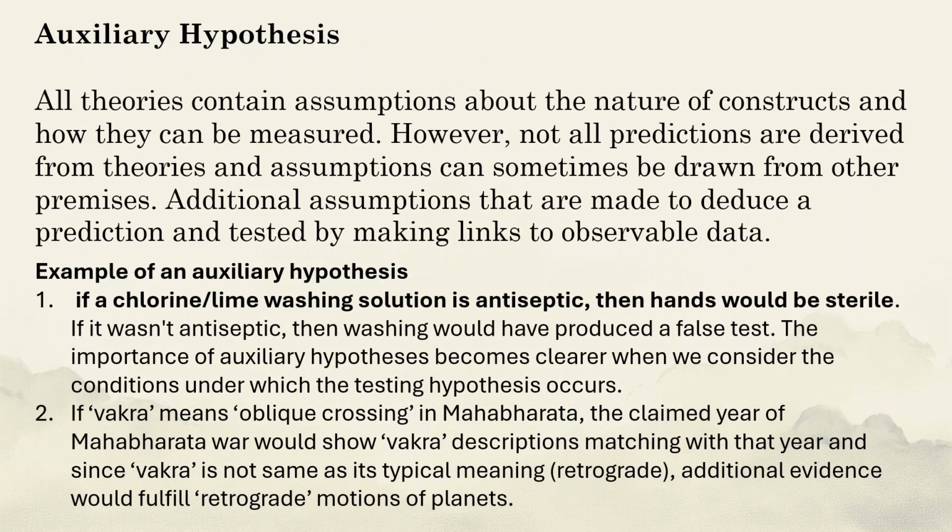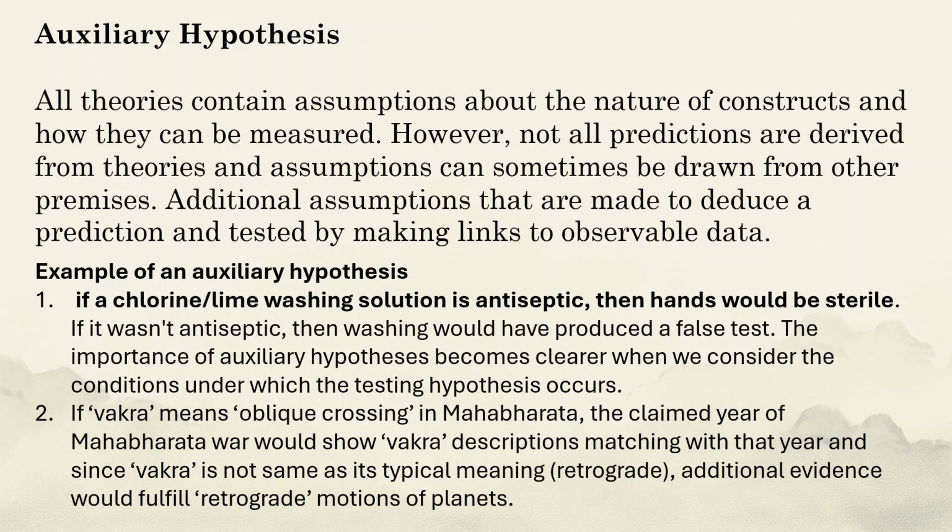So I said, okay, I have three instances where I can test my auxiliary hypothesis that Vakra means oblique crossing. Does it come out correct? Jupiter going obliquely across the ecliptic near Shravan, and Mars going obliquely across the ecliptic near Magha, and again Mars doing oblique crossing across the ecliptic near Jeshta Anuradha. And when I did that, all three came out with flying colors. Hold on.